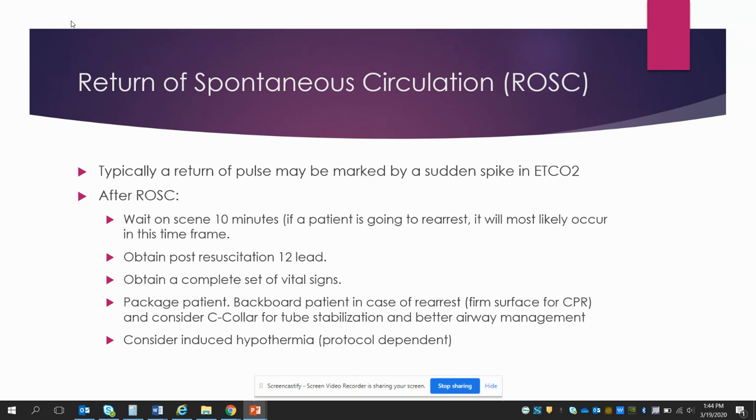And then the last one here is considering induced hypothermia, which is protocol dependent. And so you would want to look at your agency's protocols. If you are going to induce hypothermia, then you probably need ALS there, because they are going to administer some cold fluids to aid with this.